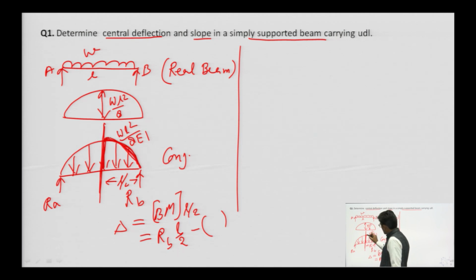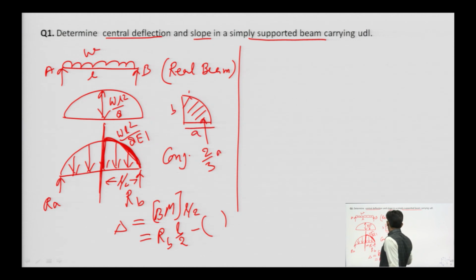Okay, load of this area. So what will be the area of that? We know that if this is A and this is B, the area is 2 by 3 AB. So this is the area, and its CG, say this distance, is 5 by 3A, right? Is it correct? It's a distance from this, 5 by 3.